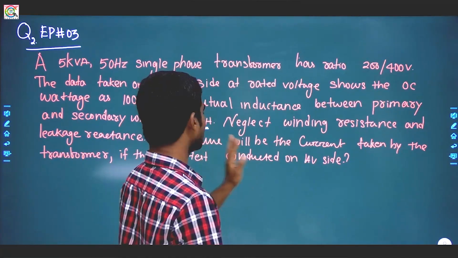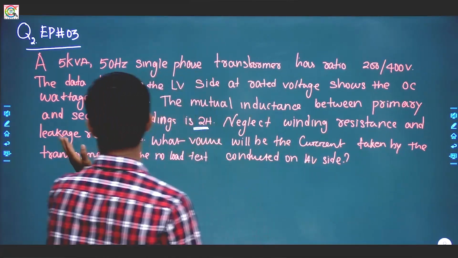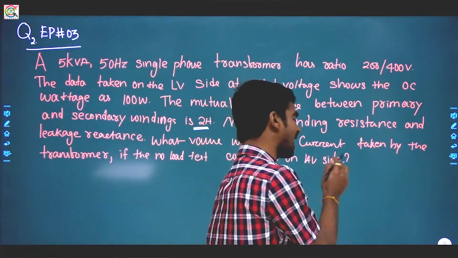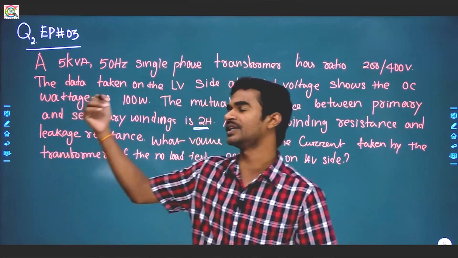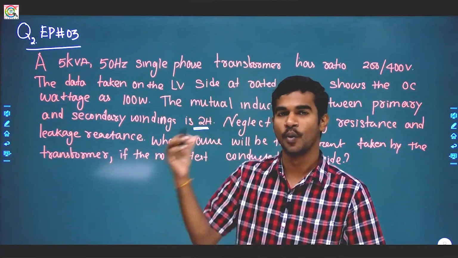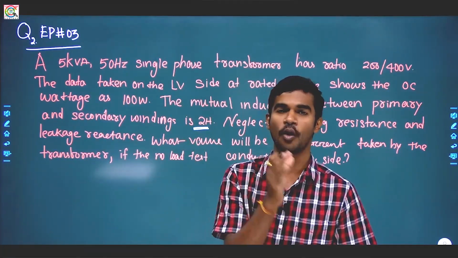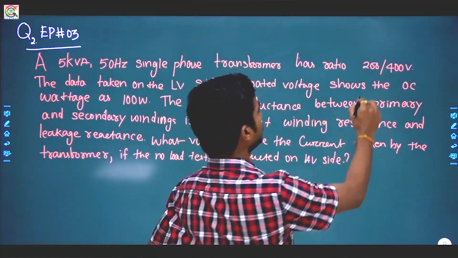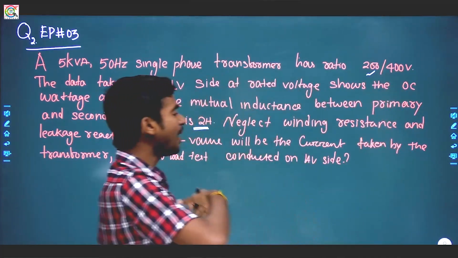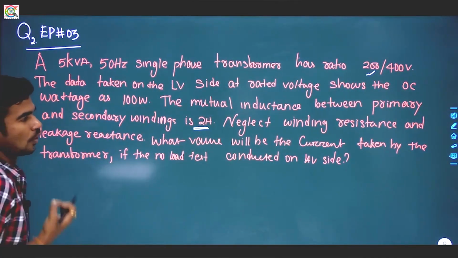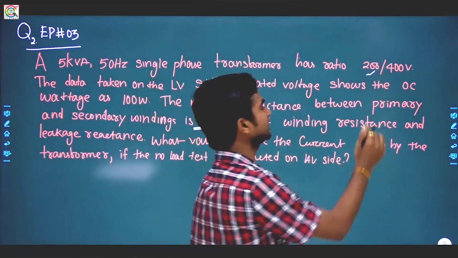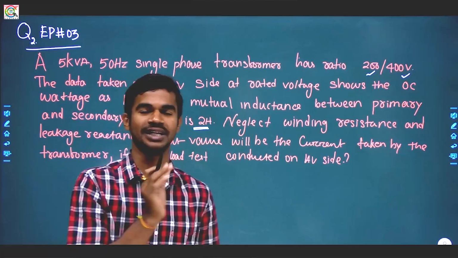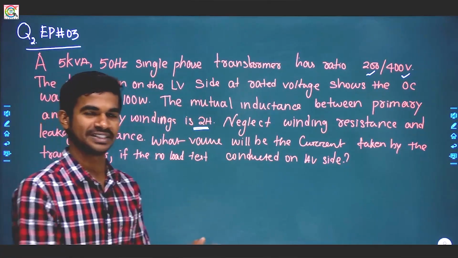What value will be the current taken by the transformer if the no load test is conducted on the HV side? Here, first of all, the data given are for when the open circuit test is conducted on the LV side, that is 200 volt. But they asked for the data when the open circuit test is conducted on the high voltage side, which is 400 volt. Are you getting my point? So how to proceed with this type of question?